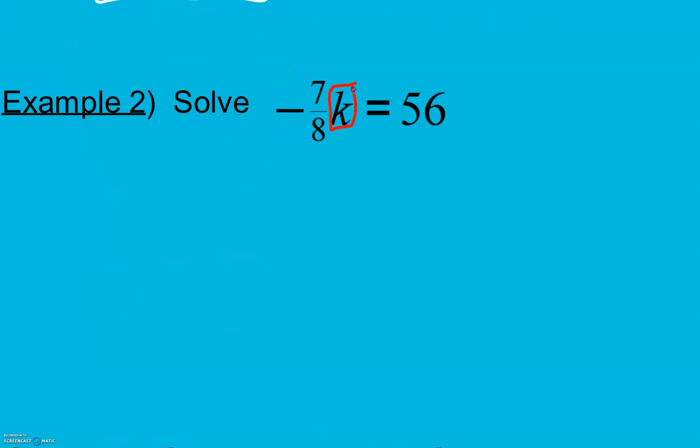In example 2, we're going to solve. So again, k is being multiplied by a fraction. So in order to get rid of our multiplication by a fraction, we multiply by the reciprocal. And if I change one side, I have to change both sides. Now, on my left side, my 7 cancels with my 7, and my 8 cancels with my 8. A negative and a negative cancel.